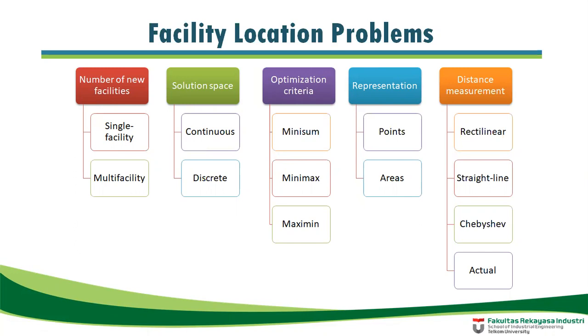For optimizing criteria, you might use three functions: Minisum, Minimax, and Maximin. For the representation of the result, it may include points and also areas. And for measuring the distance, it may include rectilinear, straight line, Chebyshev, and the actual distance.